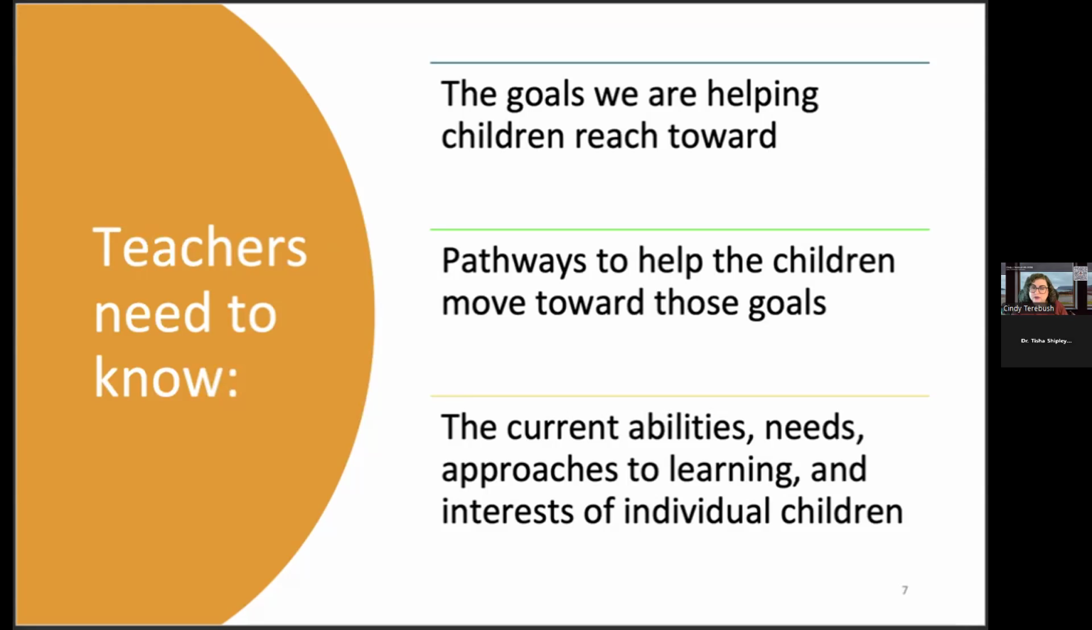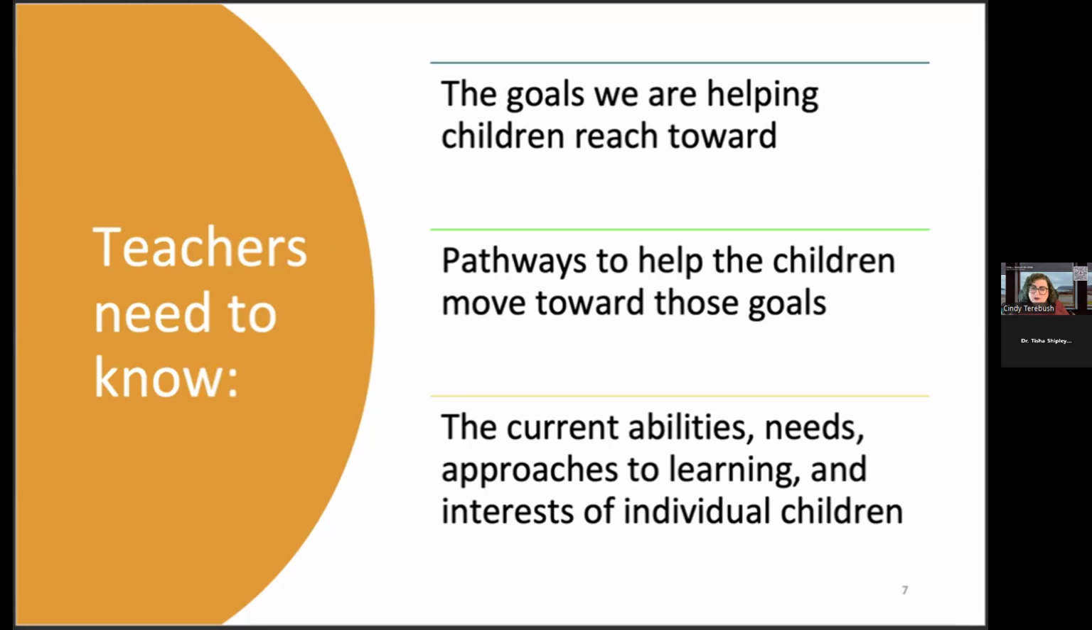Educating young children works very much the same way. I need to know two very important things. I need to know, first, where am I trying to take you to? What is the goal or the objective or the standard? And where are you right now?